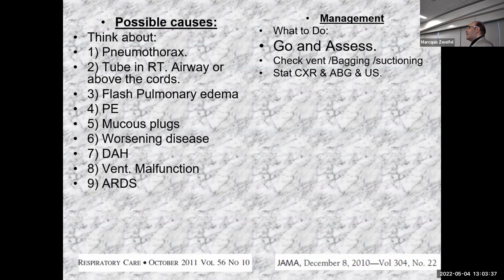Anyway, we ruled out any of these etiologies. We think this patient has worsening pneumonia, developing ARDS, and we want to work on helping his oxygenation. What should we do?